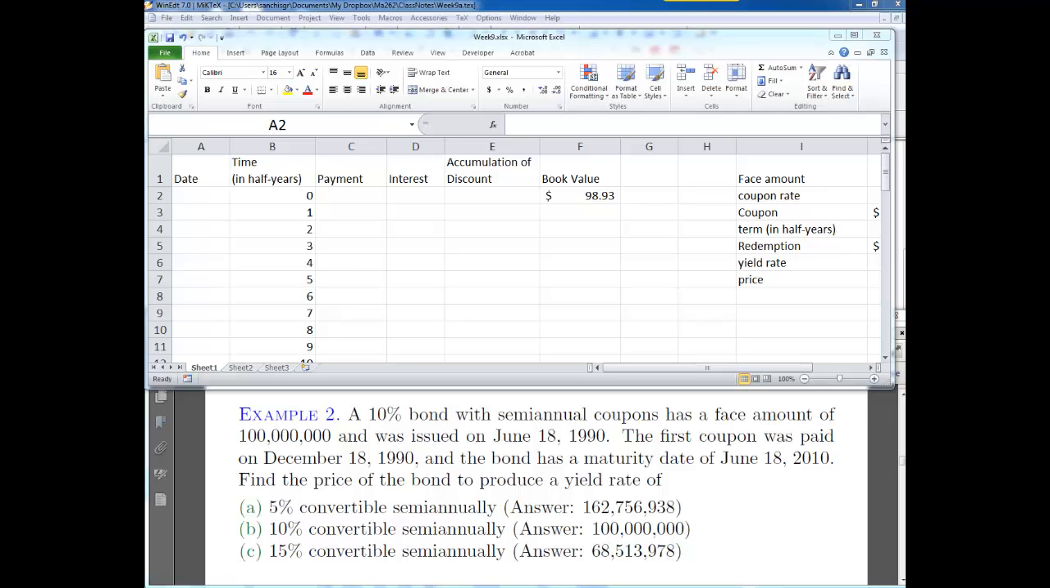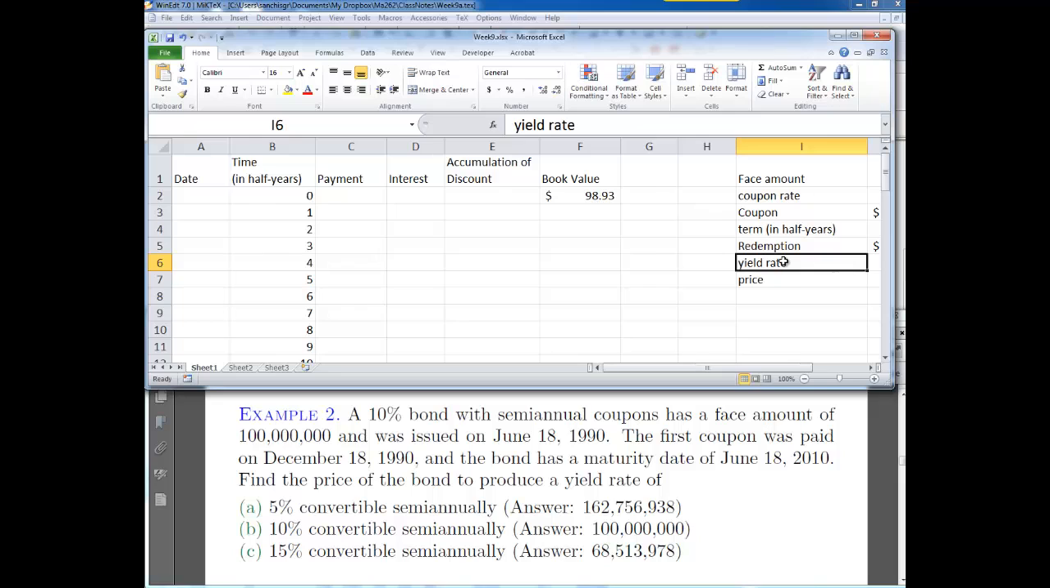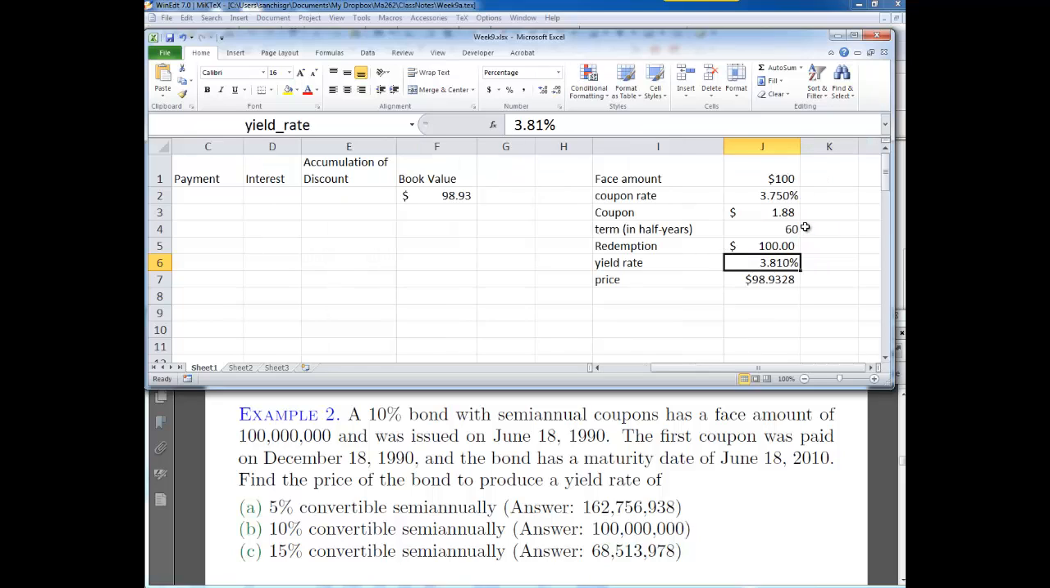This is example 2 from the week 9 notes on bonds. We have a 10% bond, so the 10% is giving us the coupon rate. I'm going to set it up in this spreadsheet. So the coupon rate here is going to be 10%, with semi-annual coupons, face amount 100 million, so that's going to go here.